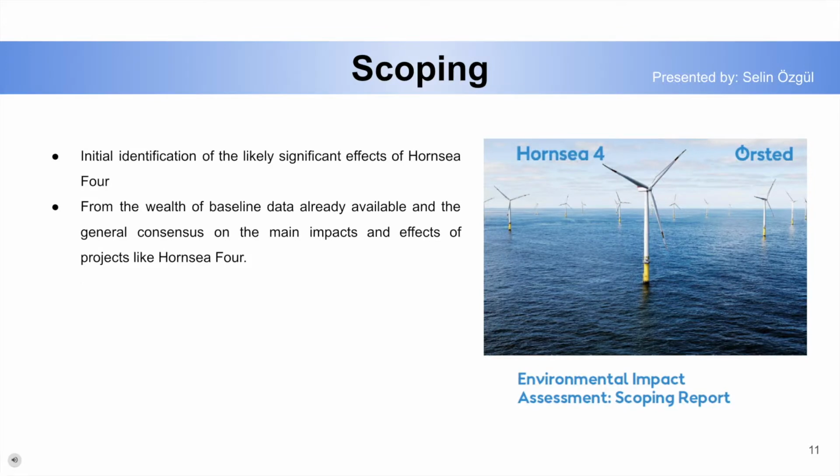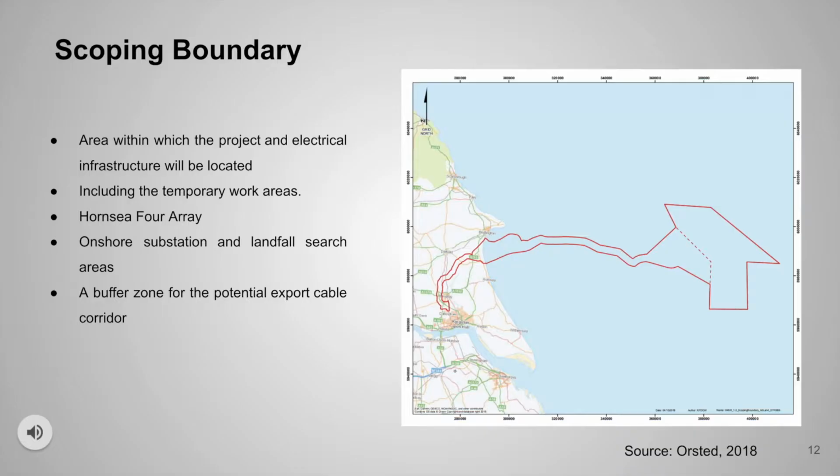Hello, I'm Selin. I will talk about scoping boundary, impact identification, and potential effects offshore. So, one key aspect of the approach to scoping is the initial identification of the likely significant effects of Hornsea 4, and it can be drawn from the wealth of the baseline data already available and the general consensus on the main impacts and effects of projects like Hornsea 4.